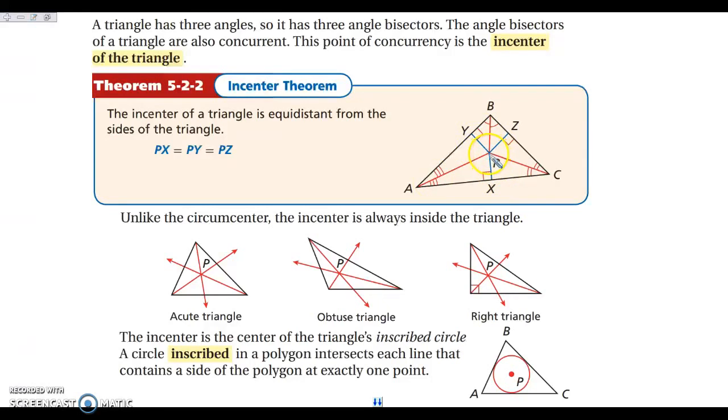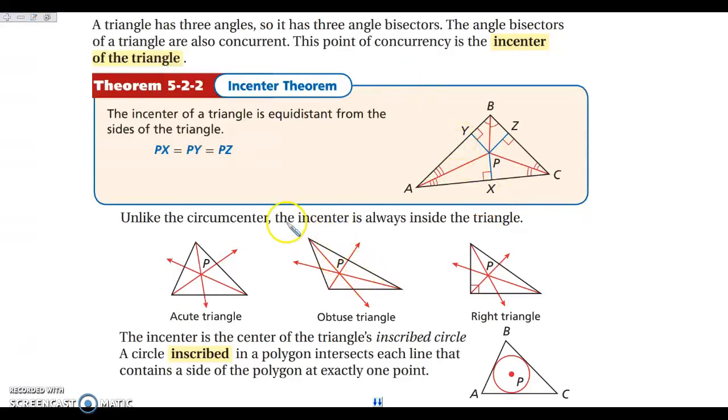From my incenter, it is equidistant from all three sides of the triangle. So remember that when we go from a point to a side, just like we said with 5-1, we have to draw that perpendicular. So if I'm drawing the distance from P to this side, I have to draw it perpendicular to the side. So these three perpendiculars are going to be congruent.